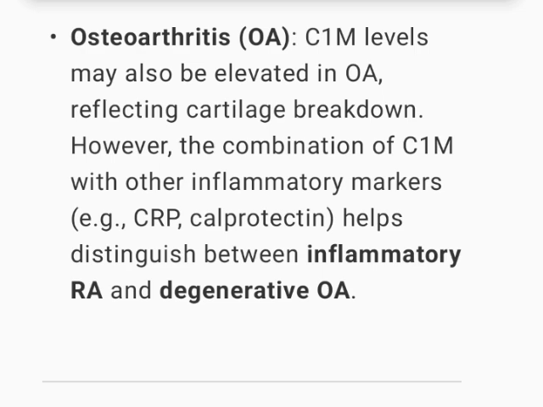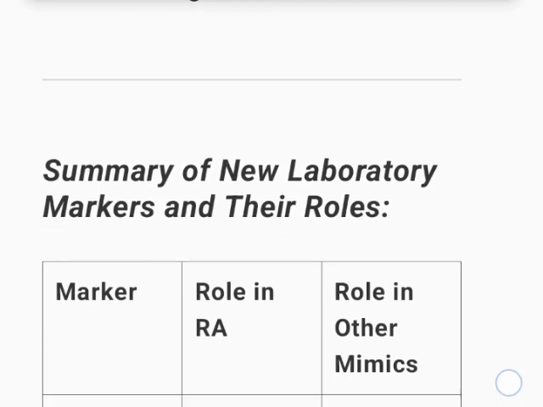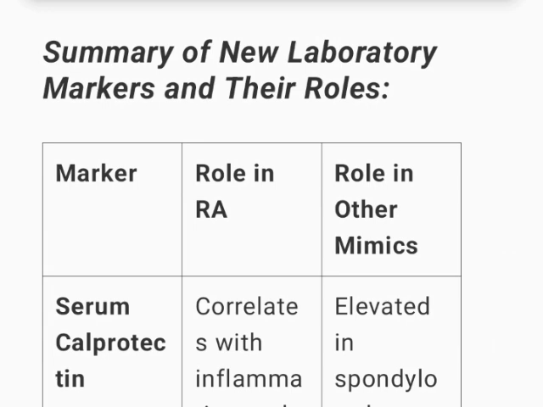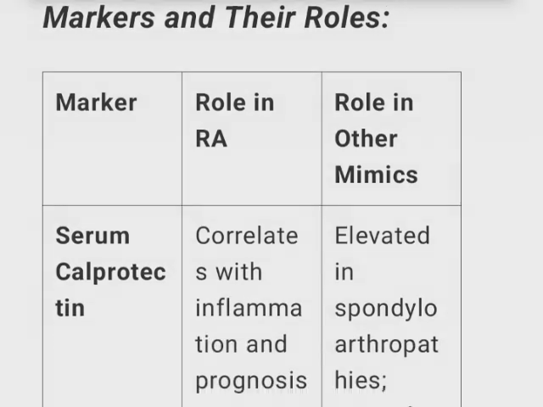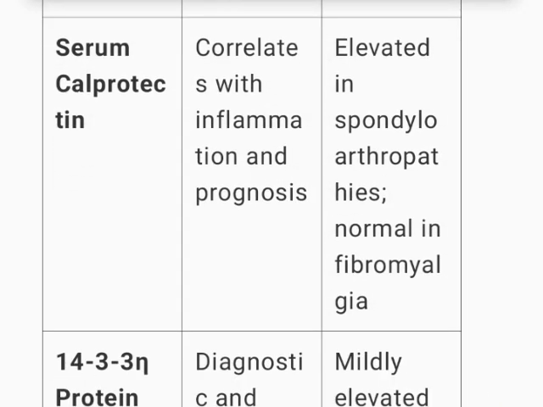Summary of new laboratory markers and their roles. Marker, role in RA, role in other mimics. Helps distinguish between calprotectin. Serum calprotectin correlates with inflammation and prognosis, elevated in spondyloarthropathies, normal in fibromyalgia.